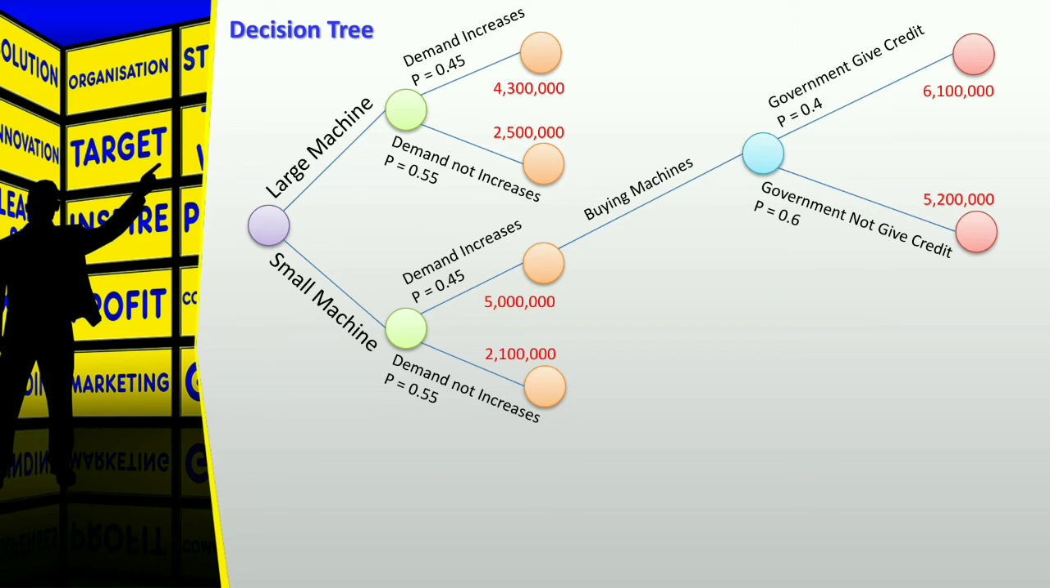Okay. These are all the possibilities that could happen if the company chooses to buy a new machine. But what will happen if the company doesn't buy a new machine? The company will only earn 3 million in revenue. Okay, that's all for the decision tree. And now we must calculate the expected value of buying a large machine and a small machine. And this is the calculation.